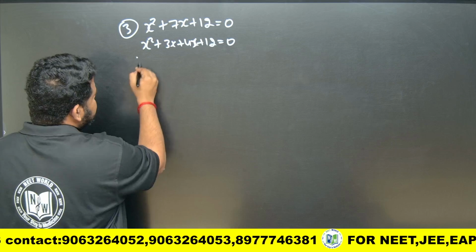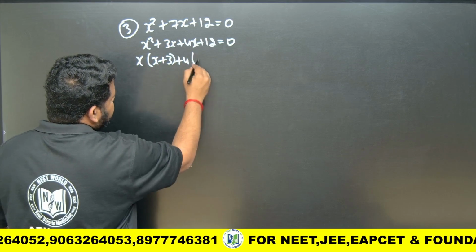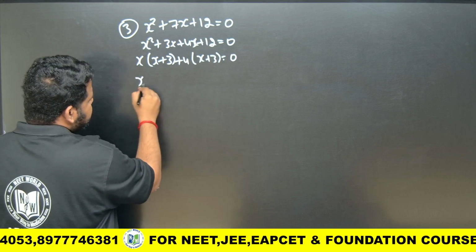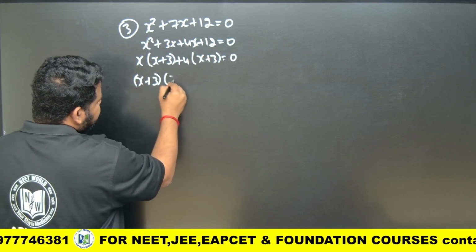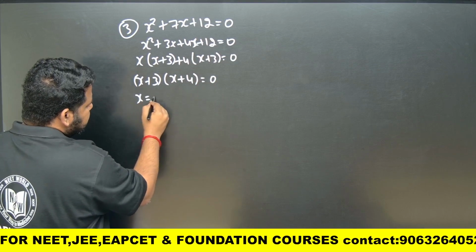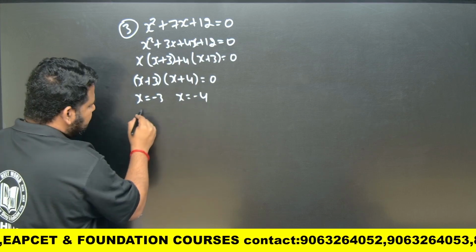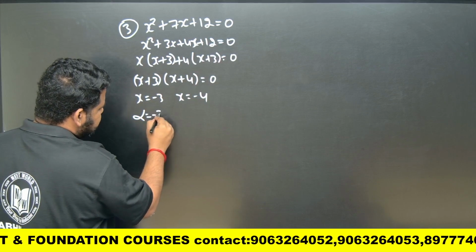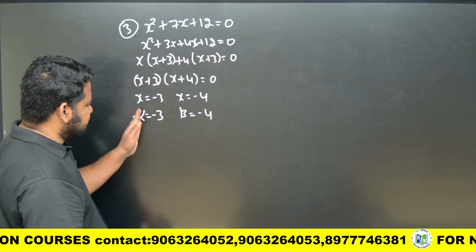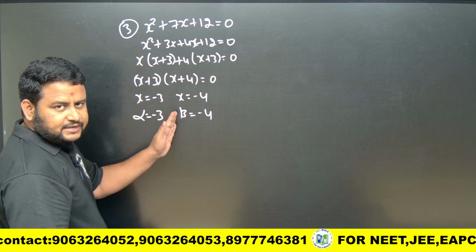Now I should take x common: x into x plus 3 plus 4 into x plus 3 is equal to 0. Now x plus 3 into x plus 4 will be equal to 0. Now x will be equal to minus 3, and if I equate the other factor to 0, x will be equal to minus 4. So one of the zeros is alpha, I will write it as minus 3, and beta I will write as minus 4. Anything you can take. If you take either this as alpha or this as beta, no problem. But let me take the first value I got as alpha, and beta will be this value.